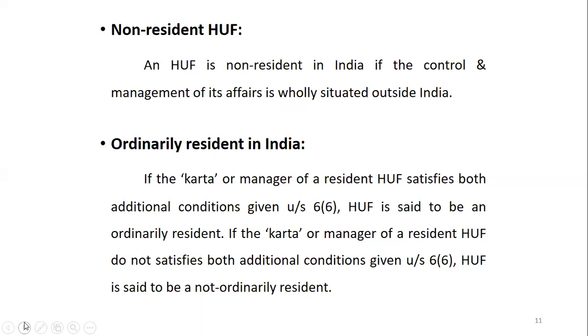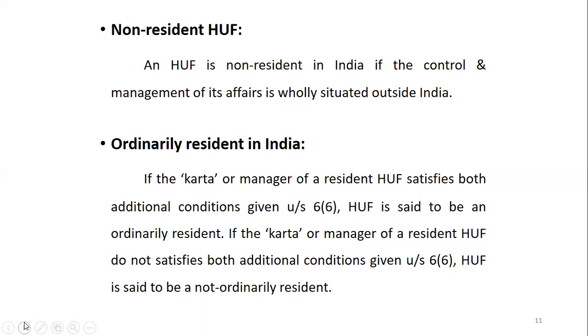Next, non-resident Hindu undivided family. A Hindu undivided family is non-resident in India if the control and management of its affairs is wholly situated outside India, then it will be considered as a non-resident HUF.